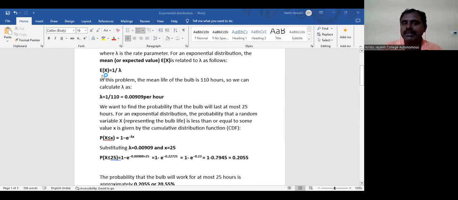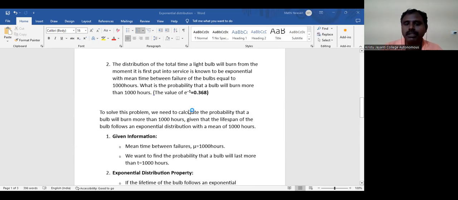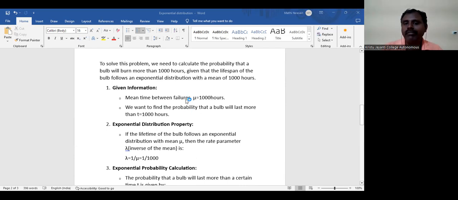E of X can be represented by the notation mu. That is what they have given here. Mean time between failures, mu equal to 1000 hours. And we want to find the probability that the bulb will last more than T equal to 1000 hours. That is the question you have to find out.